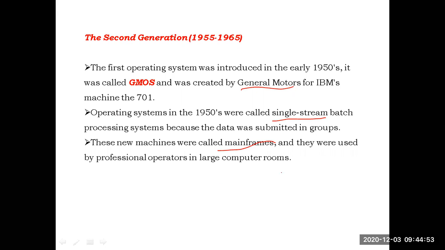వాటిని ఆ కంప్యూటర్స్ ఏమన్నా మెయిన్ ఫ్రేమ్స్ అన్నాము. ఆ ఓఎస్ ఏమంటున్నామంటే సింగిల్ స్ట్రీమ్ బ్యాచ్ ప్రాసెసింగ్ సిస్టమ్స్. Okay, the second generation computers are called the mainframes, and the operating systems used by those mainframes are called single stream batch processing systems. Why? Because those mainframe systems will take the jobs in the form of batches.